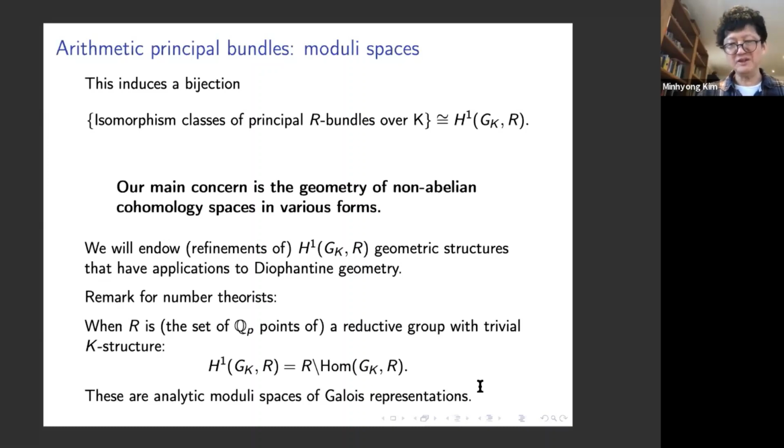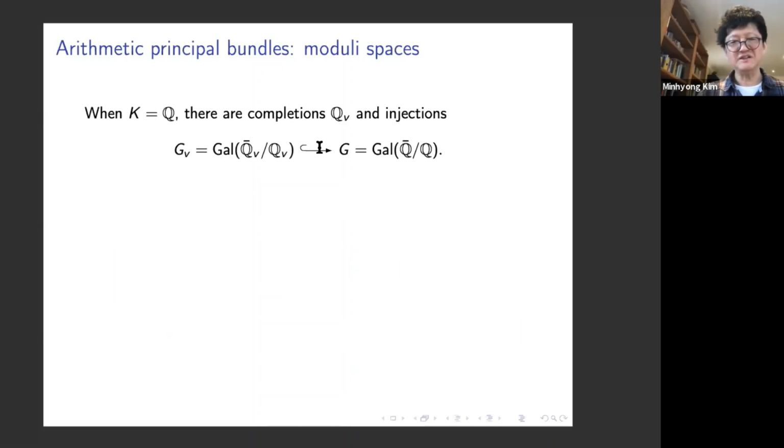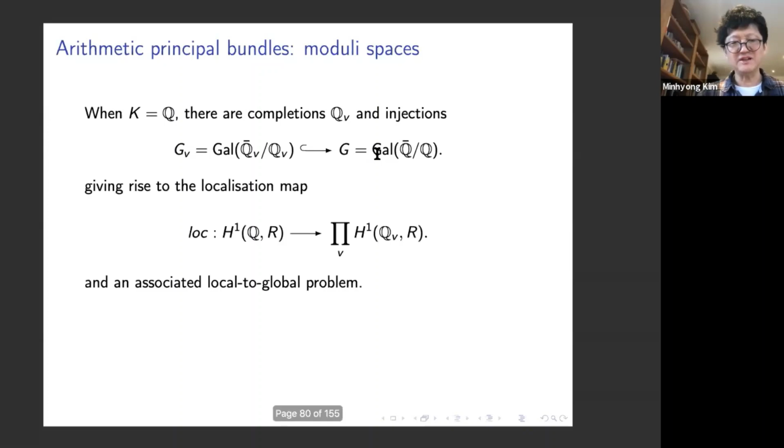Now for Diophantine geometry, to connect it up with this big general principle slide that I showed you earlier, the point is that you can consider these things over Q or over completions. That is to say, for any completion, you have an inclusion of the local Galois group into the global Galois group. So what this means is that if you have a principal bundle over Q, you can just restrict the action to a local Galois group action, and you get a principal bundle over Q_v for every completion. So there's a localization map from global principal bundles to collections of local principal bundles. So there's a local to global problem for principal bundles associated with this localization.